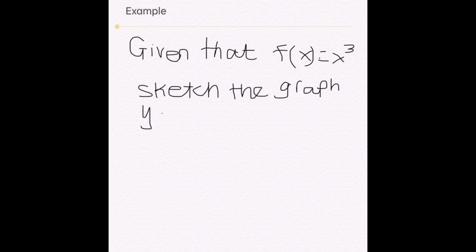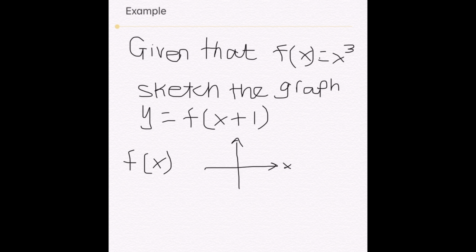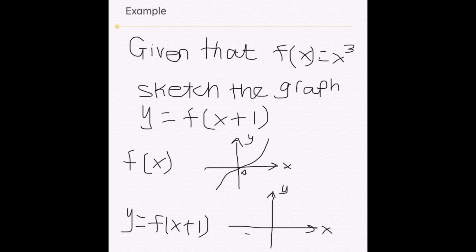Let's look at an example. Given that f of x equals x cubed, we have to sketch the graph of y equals brackets x plus 1 cubed. We immediately know that we're going to move the graph 1 to the left. So first we're going to draw the graph of y equals f of x, then translate it 1 to the left. And in order to find the intersection with the y-axis, we will let x equal 0, and you know 0 plus 1 is 1, and 1 cubed is still 1. Therefore, the intersection with the y-axis is 0, 1.